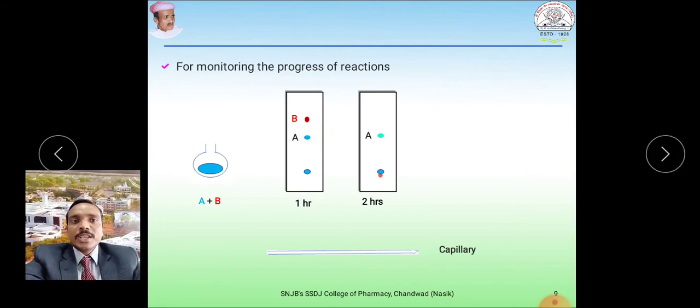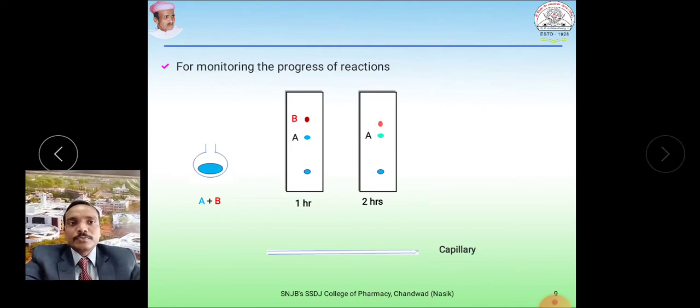This is A, as we know. Side by side again we can spot over here A, the starting material. We have to dissolve starting material A in a particular solvent, and B also in a particular solvent, and three spots will be there: starting material A, the reaction mixture, and next B, the starting material. So likewise we have to run these three, and then we have to match the level for the presence of a particular component.